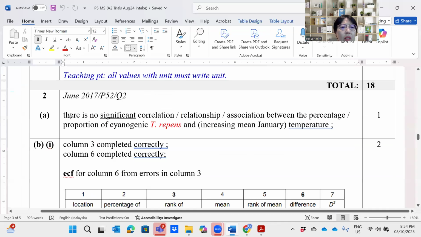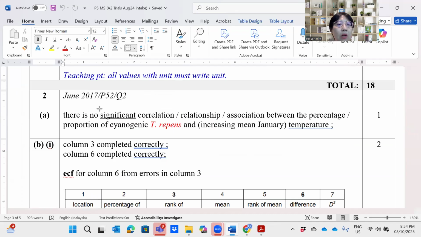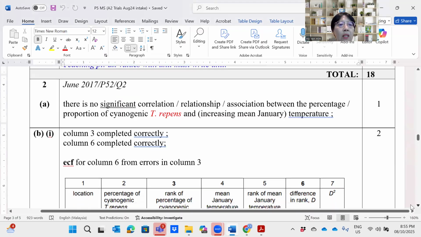A learning point from this question is that when you want to write the hypothesis for statistical analysis, please include the word significant. There is no significant difference about what? No significant difference, no significant correlation, no significant difference between observed and expected value, no significant difference between mean of data A and data B. It's underlined, which means you need to write this word to score. That's where a lot of students didn't get marked, because of not writing the word significant.